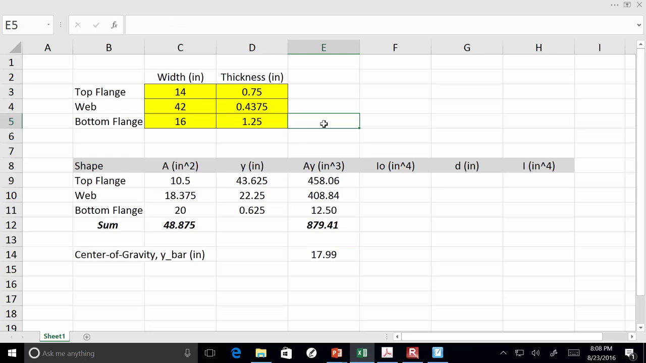All right. So far, so good. Now, pop quiz. What is the moment of inertia of a rectangle? Who remembers that? Let's give you a hint. It's BH cubed over 12.